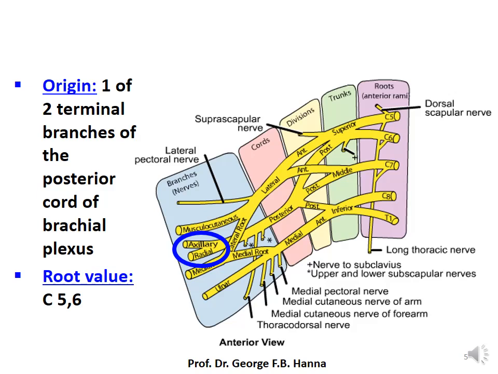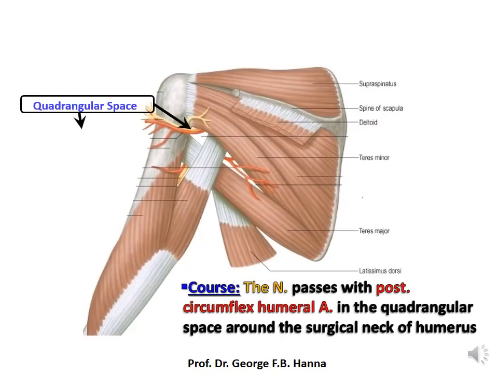Origin, as the circle in blue here indicates, it is one of two terminal branches of the posterior cord of the brachial plexus. The root value of axillary nerve is C5 and 6. As you can see here in the diagram, this is marked by the arrow. This is the quadrangular space. As you can see, the yellow structure here is the axillary nerve, accompanied with the posterior circumflex humeral artery.